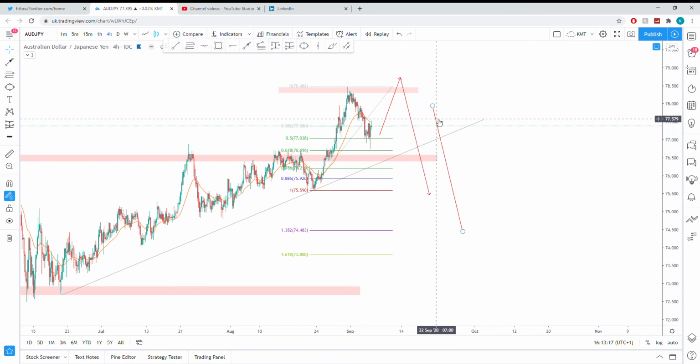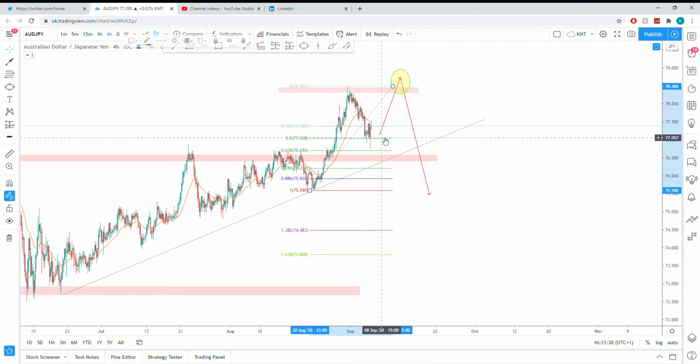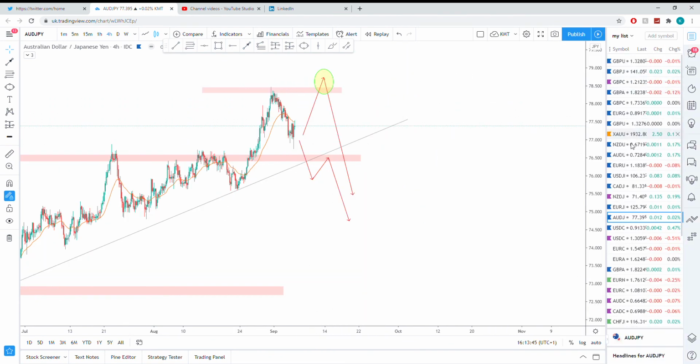But again, we could be looking at one possible move to the upside before momentum kicks in to the downside. So just keep an eye out for this possible false breakout. The other scenario again, guys, is if price just immediately breaks this uptrend, we could be waiting for the retest at 76.5 and again progression to the downside. So again, we do have two scenarios to look out for, but ultimately I'm still holding my bets to the downside.